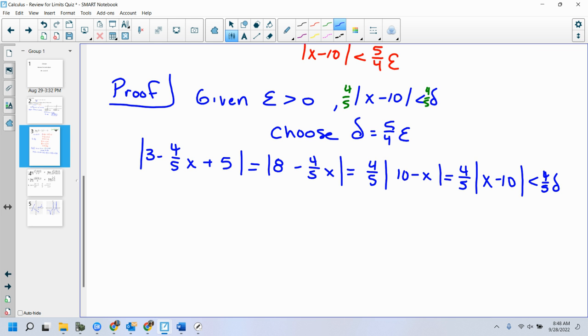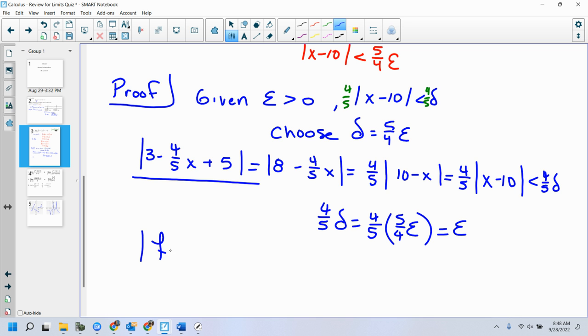Now, what is 4/5 delta? Well, 4/5 delta is equivalent to 4/5 times 5/4 epsilon. So that's equivalent to epsilon. So 4/5 delta is equal to epsilon. So now we can say, chain it together, this, which was, what was that? That was f of x minus the negative 5. I guess I should have started with the minus the negative, just to be very clear. I know we all know that's a plus, but whatever. Is less than epsilon.